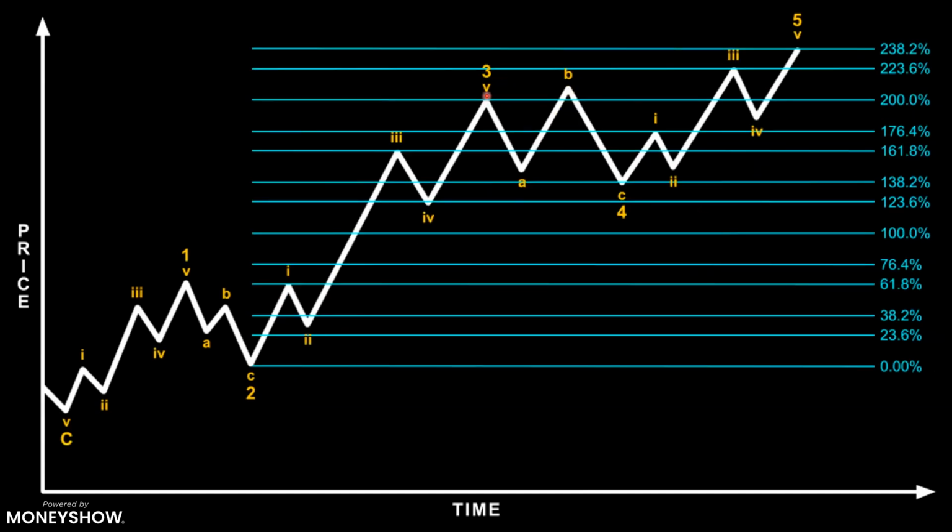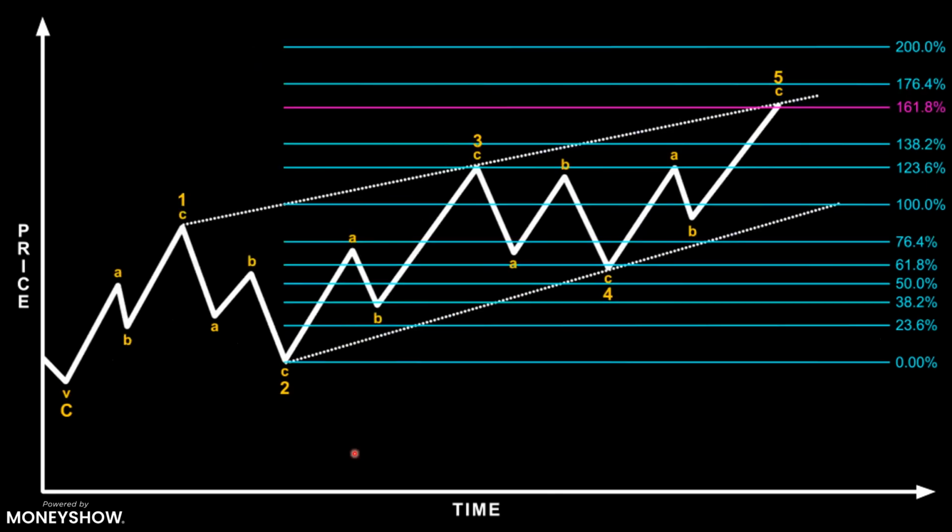In this case, they went all the way to the 200% extension for that third of the third, and then the five of wave three. And so then you get more extension out of your fifth wave as well. And then even inside a diagonal, you have what does fill out its own version of Fibonacci pinball.